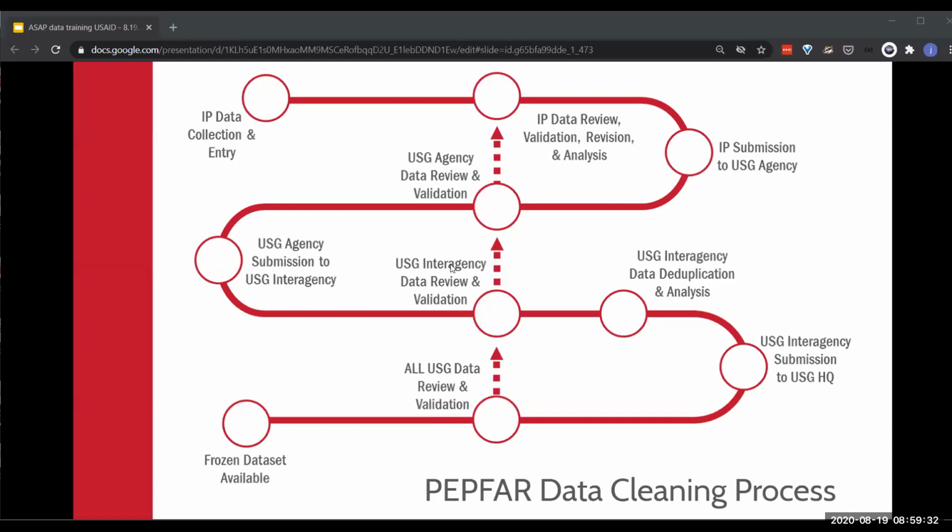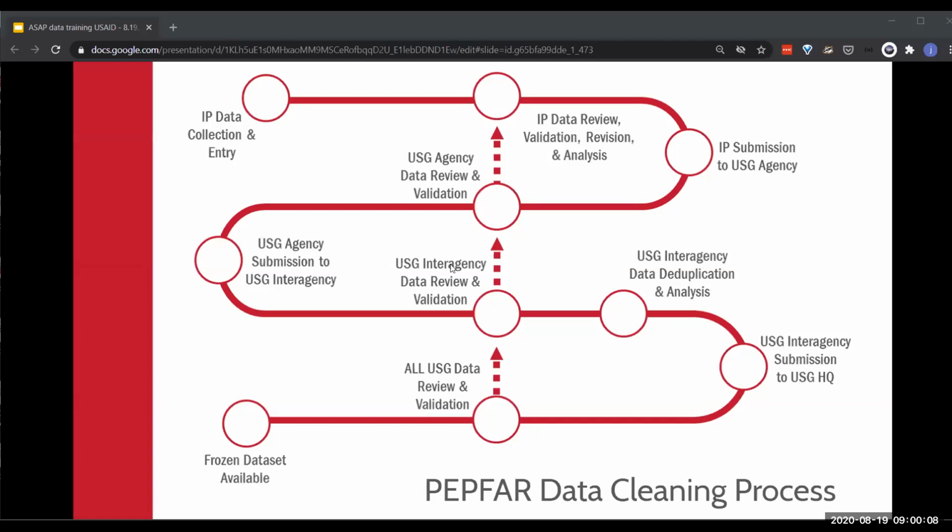And so what happens is they review the data. And again, we're still at the third circle, IP submission to US agency. So what they do is then they move to the US agency data review and validation. And so this is where your colleagues at the mission will be looking at this data. And they have a number of different things they look for. There are some controls built into Datum that don't allow certain types of data to be entered. For example, if you have a target for testing, you can't enter the word red. It will only take a numeric value.